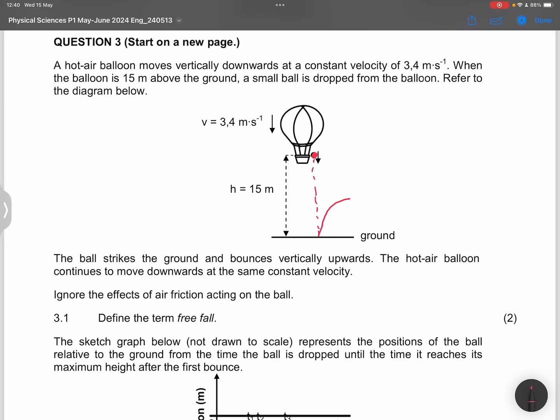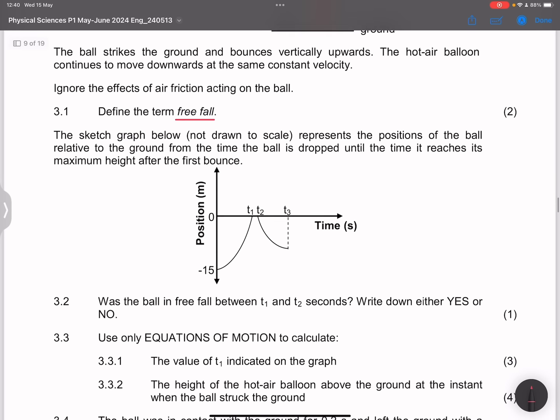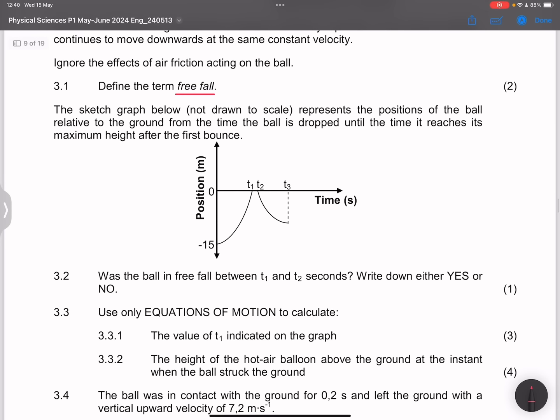Define the term free fall. Remember that free fall refers to the state of motion of an object under the influence of gravitational force only. Right. So the next question, they say the sketch graph below, not drawn to scale, represents the position of the ball relative to the ground from the time the ball is dropped until the time it reaches its maximum height after the bounce. Now, ladies and gents, please don't be alarmed by this drawing.